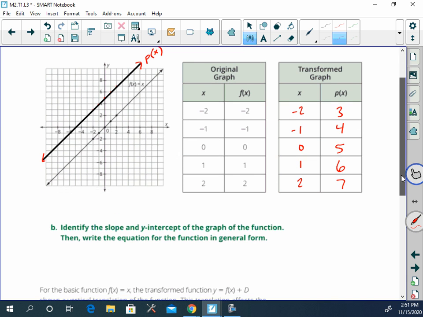And then it says identify the slope and y-intercept. So again, our slope is 1, so slope equals 1, and our y-intercept is now up at 5. So if we plug into y equals mx plus b, it's just going to be 1x plus 5, or P of x equals x plus 5.